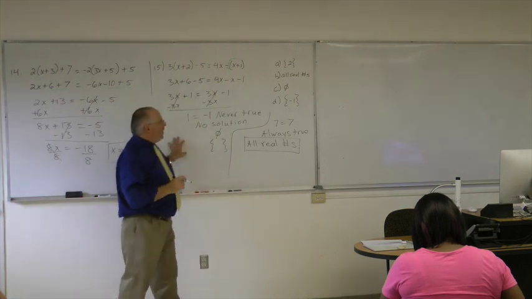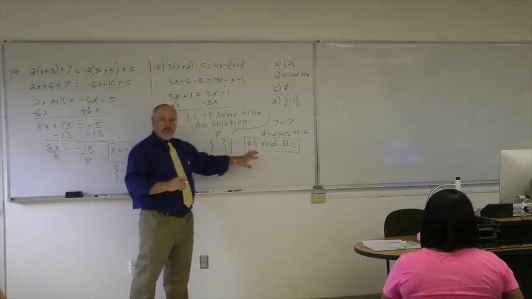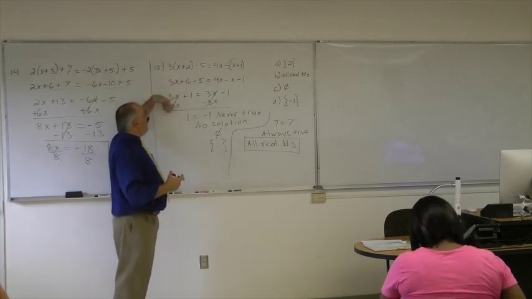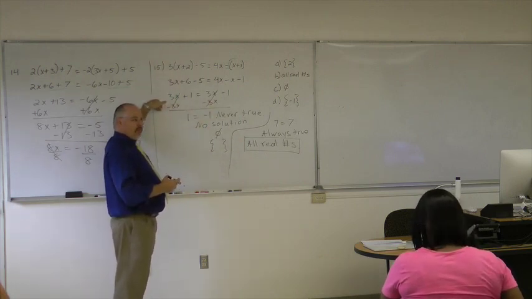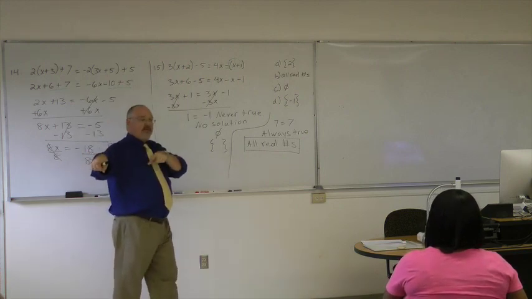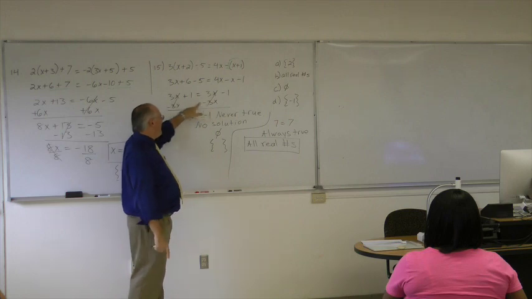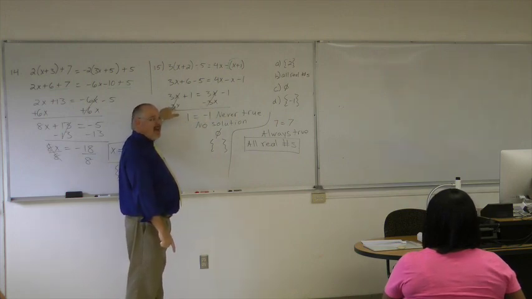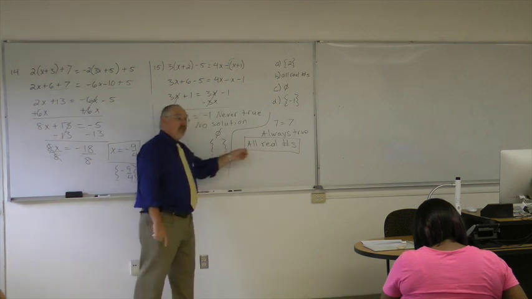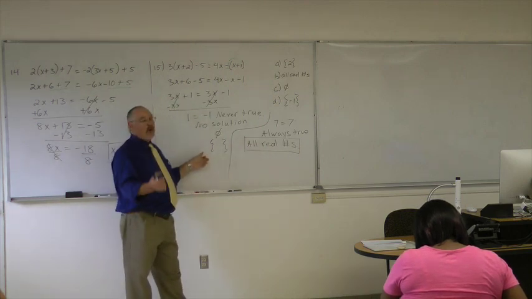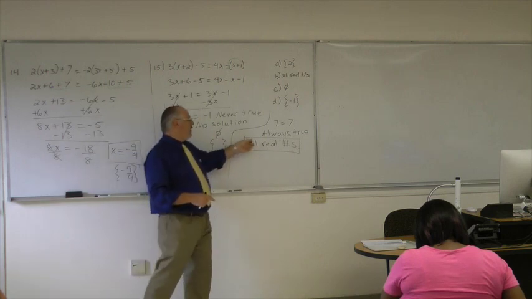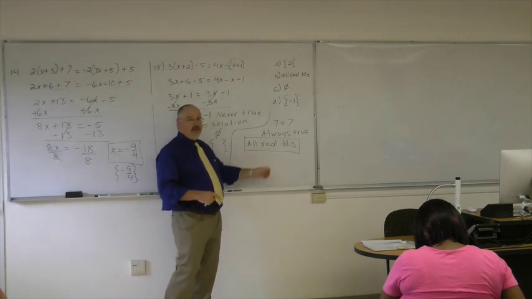So when are you going to get one of these two solutions? Rarely. Well, that's true, but what's going to happen in the math? The variable will cancel itself out. That's correct. When the variable term cancels itself out and drops out of the problem completely, then you know you're going to have one of these two answers. If what remains is never true, then it's no solution. If what remains is always true, then it's all real numbers.